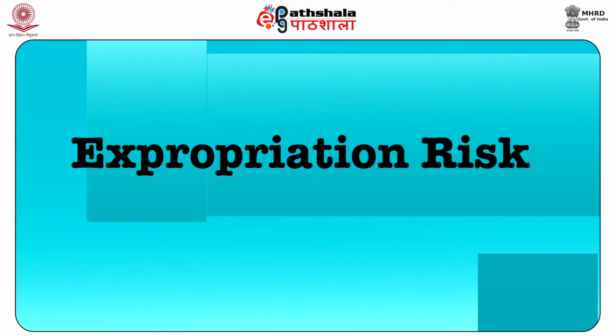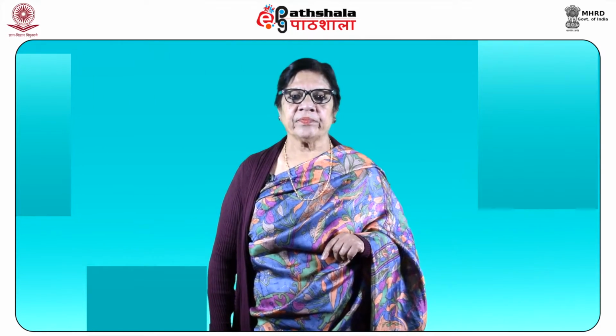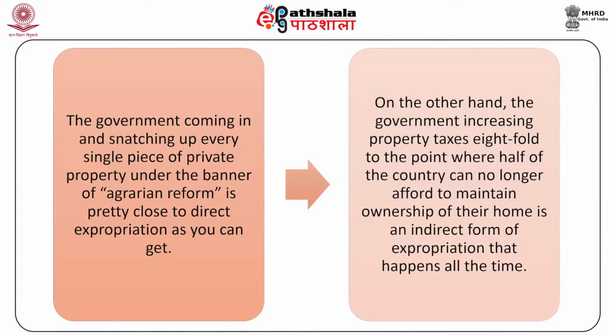Expropriation risk. There are two types of expropriation, direct and indirect. The government coming in and snatching up every single piece of private property under the banner of agrarian reform is pretty close to direct expropriation as you can get. On the other hand, the government increasing property taxes eightfold to the point where half of the country can no longer afford to maintain ownership of their home is an indirect form of expropriation that happens all the time.